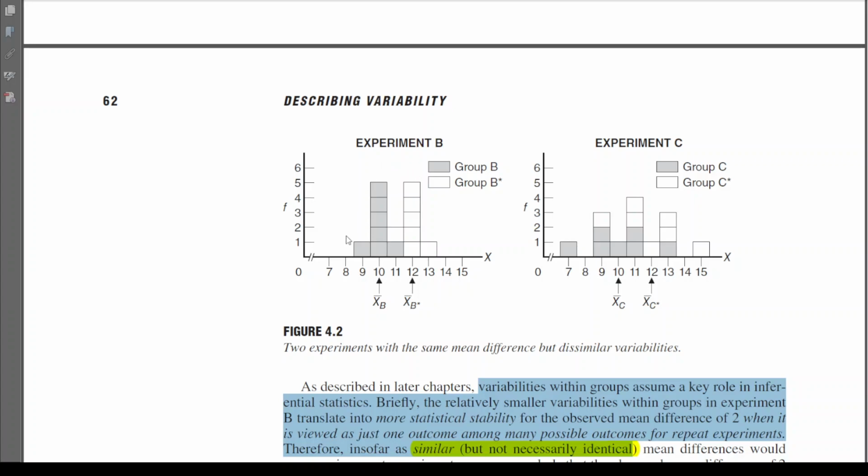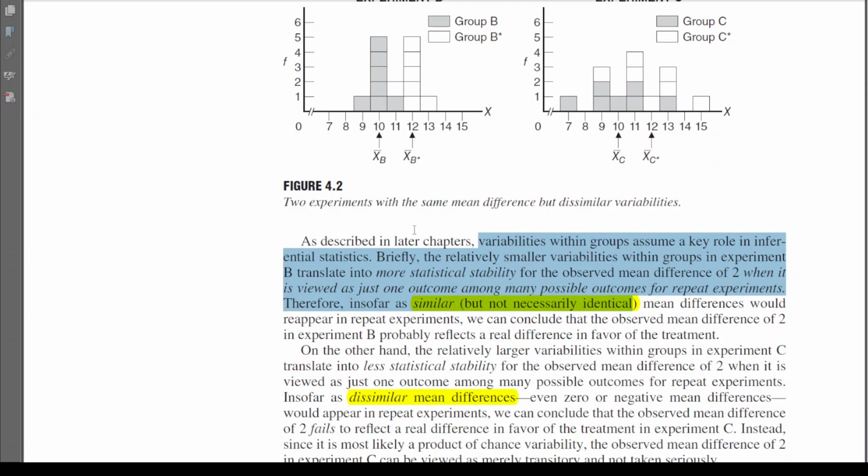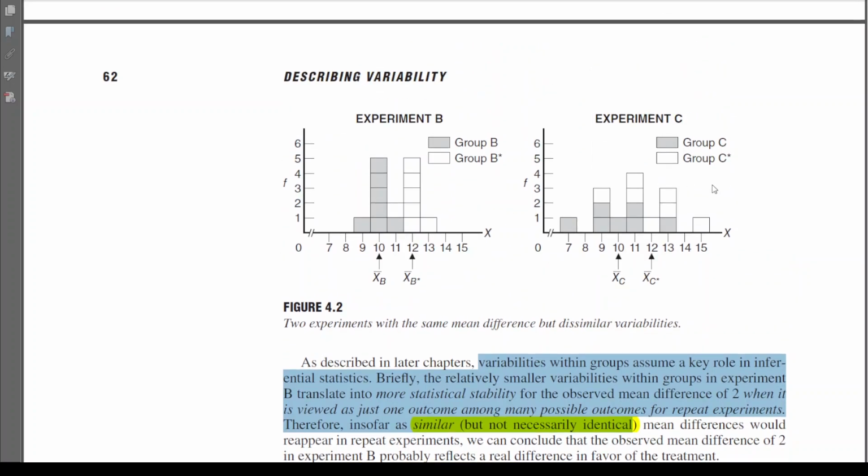But since this distribution is fairly tightly packed around the mean, we can say that it has more statistical stability for the observed mean difference of 2. Now, when we see the group C, it is much more varied. So it might as well happen that the next time we pick a sample from this population, we will get the distribution which is of the unhighlighted portion, which has the mean of 12. It is much more likely in this case, whereas it is much less likely in experiment B.